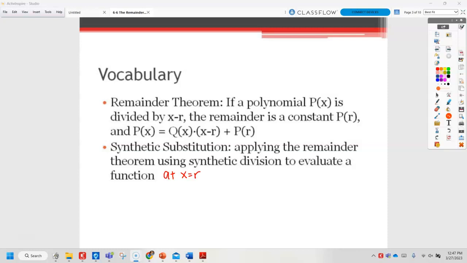So the remainder theorem says if a polynomial p of x is divided by x minus r, the remainder is a constant and p of r is equal to that value. Synthetic substitution is a way of applying the remainder theorem using synthetic division to evaluate a function at x equals r.